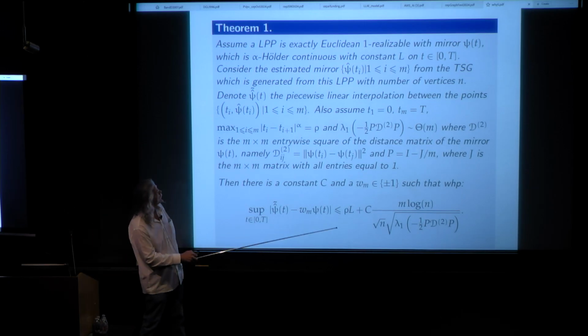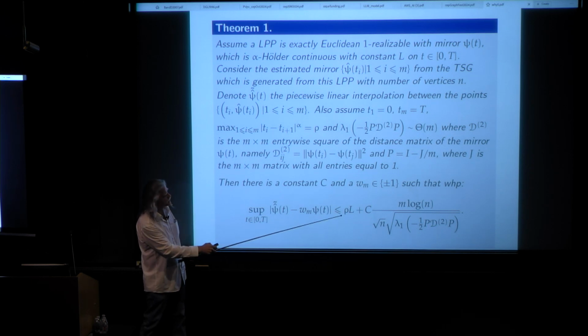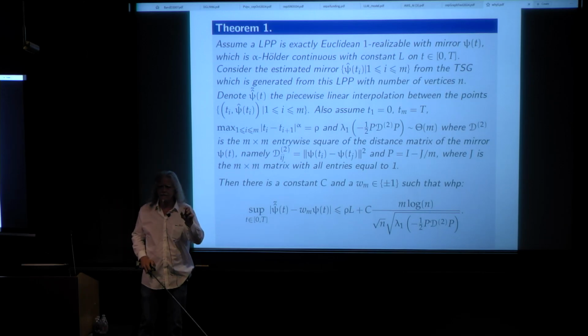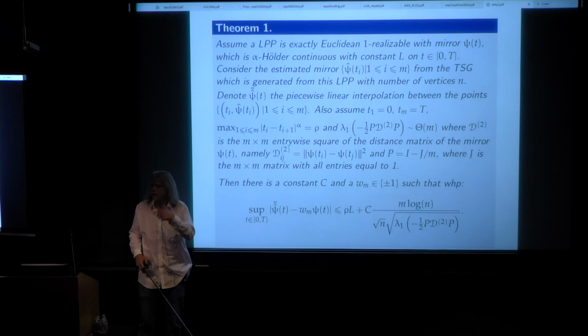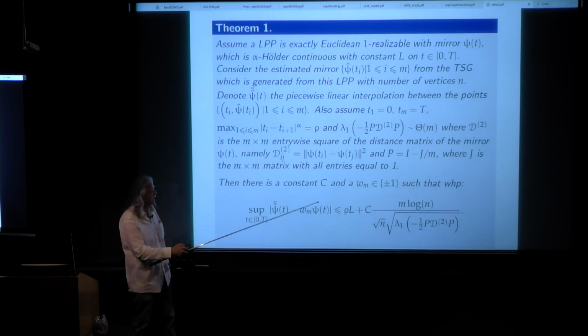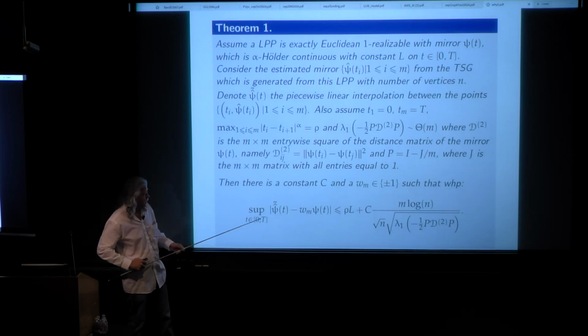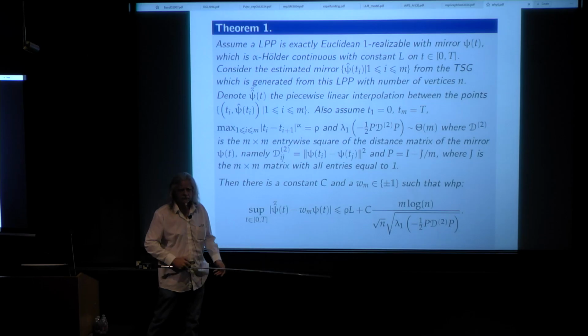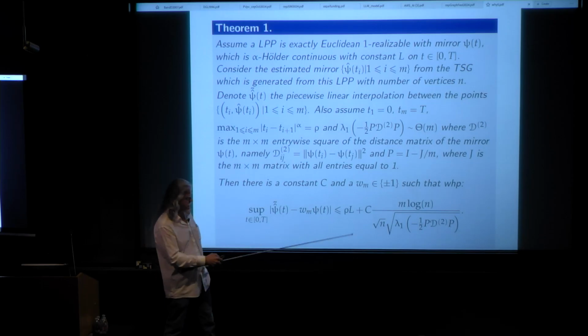Well, first of all, there's a Hölder continuity property, but there's also this rho, and it's not going away. And rho is basically how fine the time points are. So if I'm only observing at discrete times, then I can't get an estimate for the points in between those discrete times that disappears without letting that shrink.